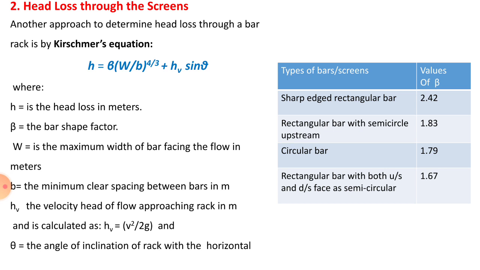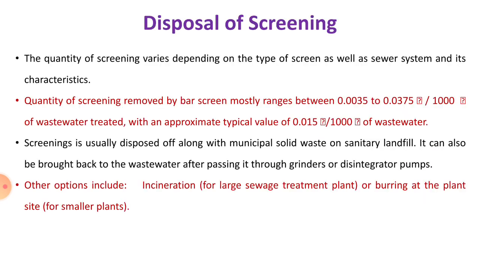There are typical beta values for the different types of bars. Sharp edge rectangular bars have a beta value of 2.42. A rectangular bar with semicircular upstream face has a value of 1.83. For circular it is 1.79, and for a rectangular bar with both upstream and downstream faces semicircular it is 1.67. So here you can observe that for the sharp edge the beta value is more, whereas for circular or blunt edges the beta value is lesser.